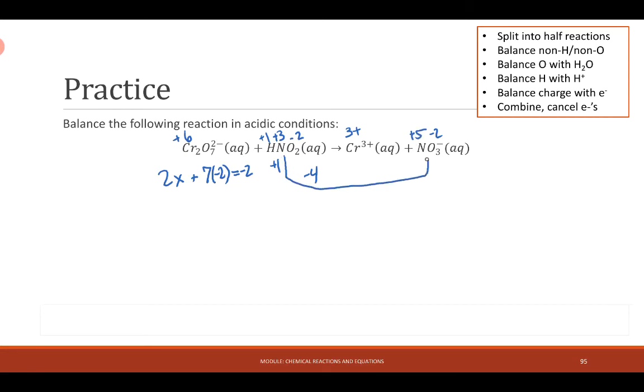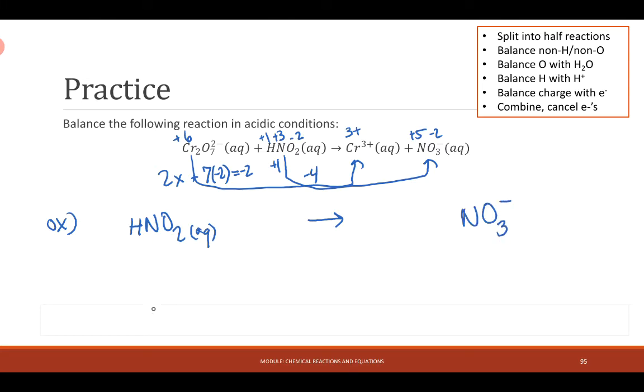So my nitrogen is changing, and my chromium is changing. Chromium is getting reduced, and nitrogen is being oxidized. And so my oxidation half reaction is going to be about my nitrogen. So I can copy down HNO2 aqueous and leave myself room. And then my reduction half reaction is going to be regarding my dichromate.